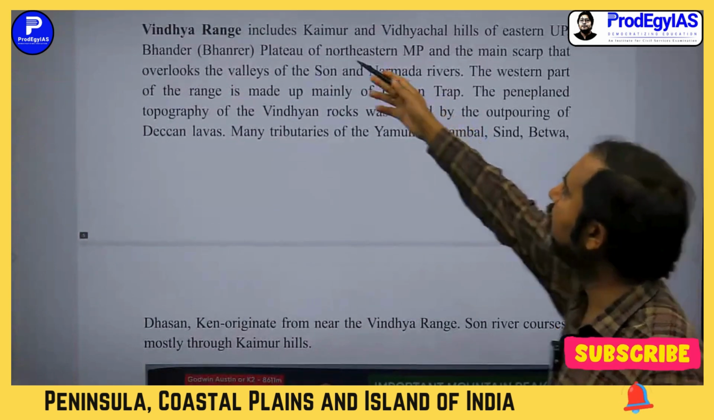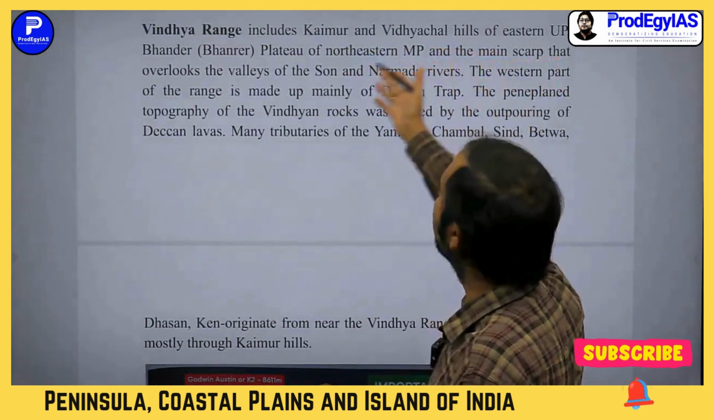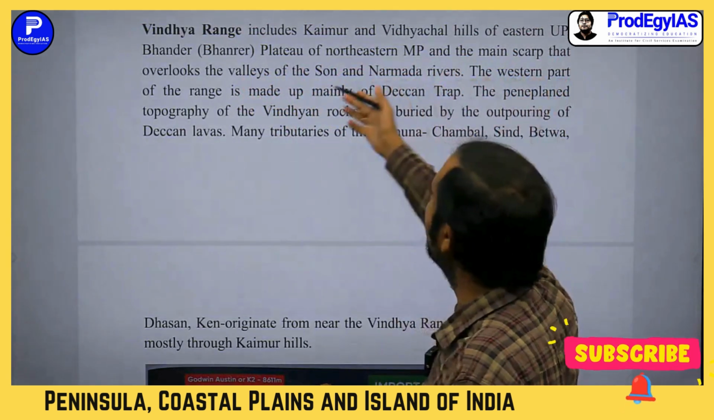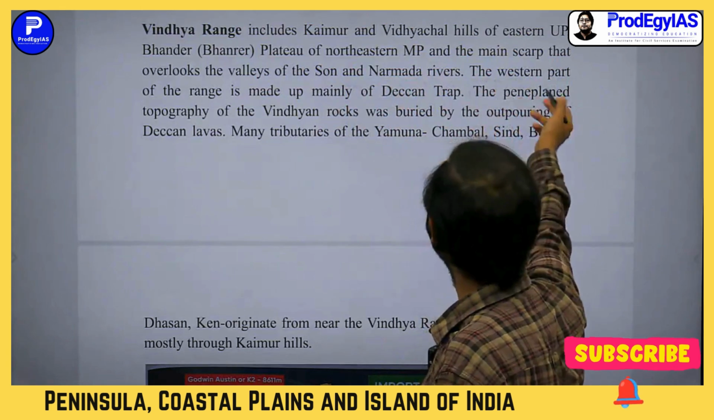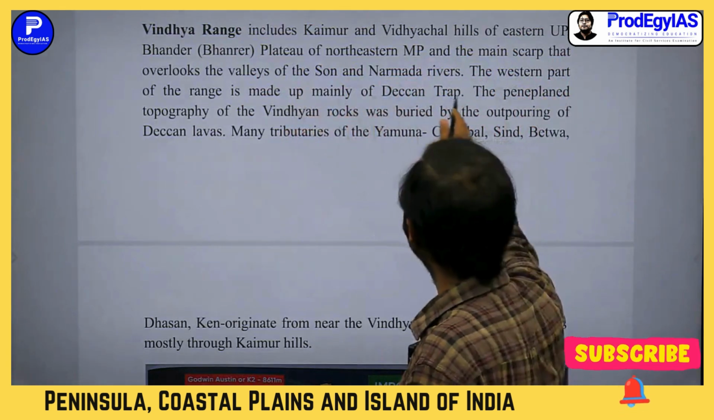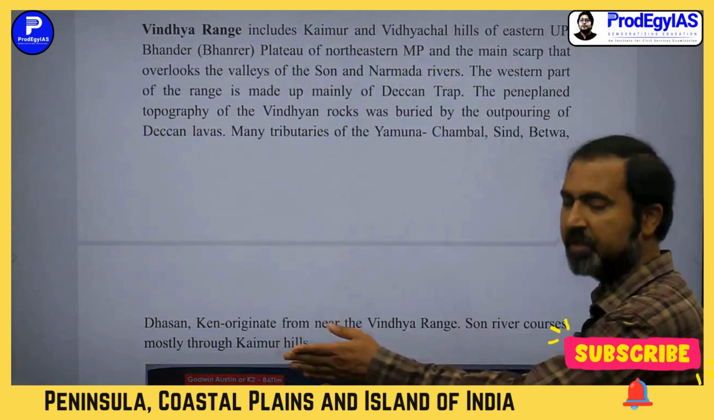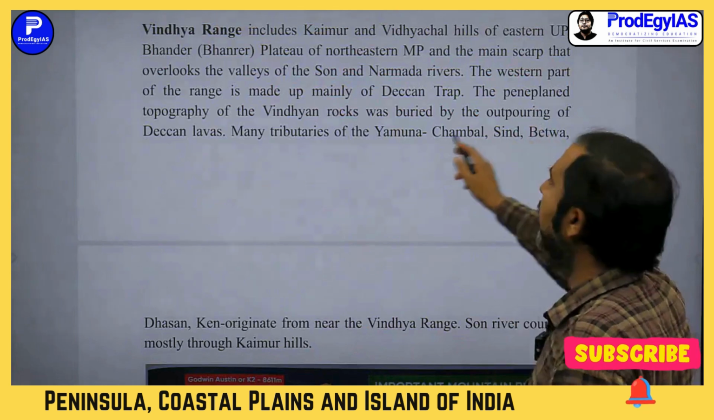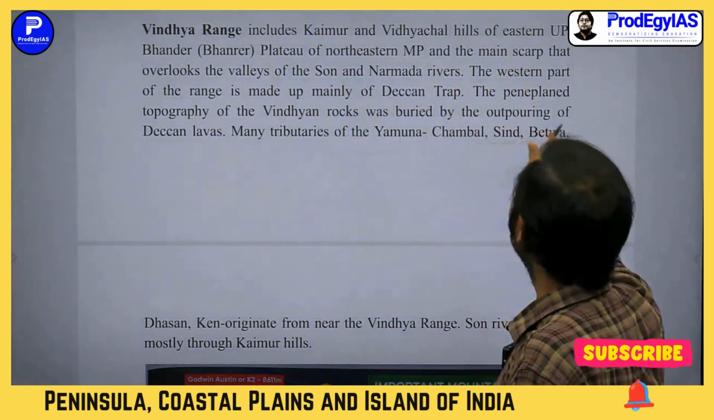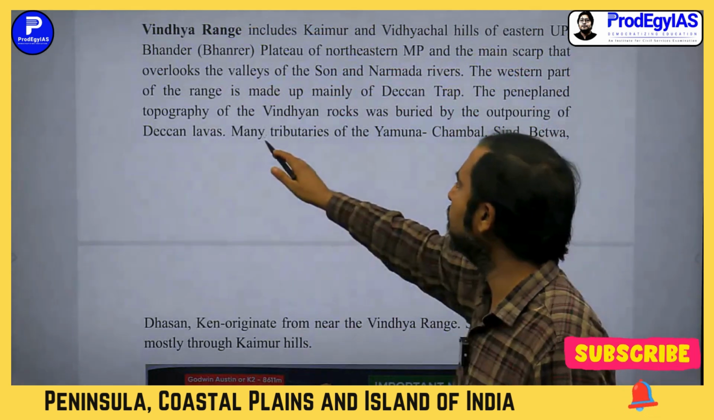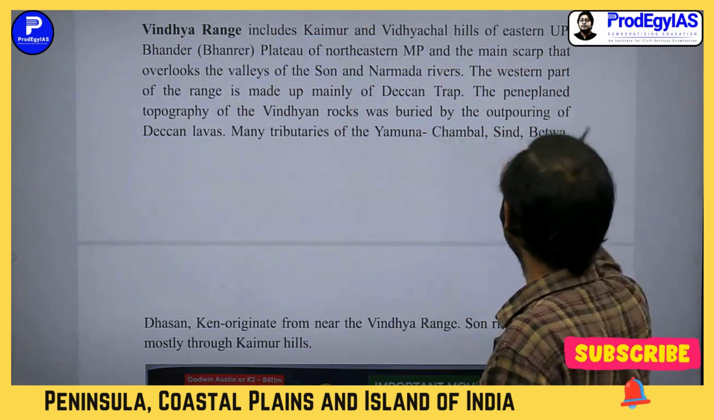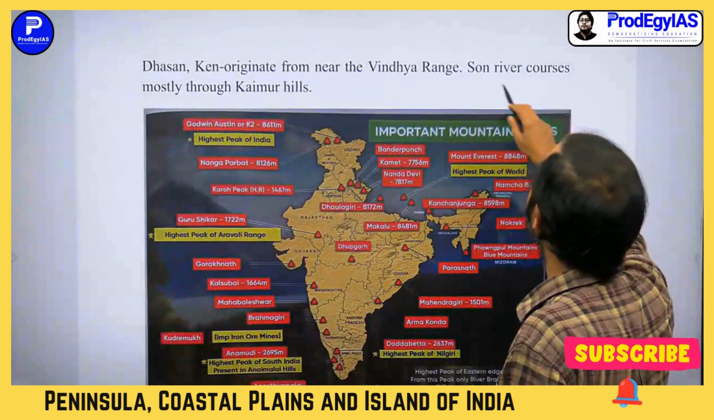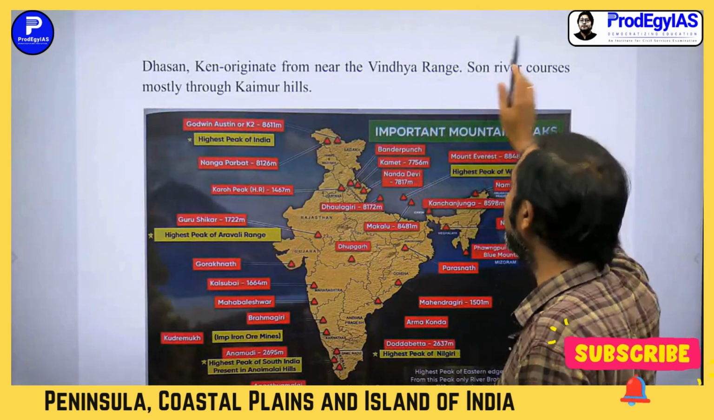So the Vindhya range includes Kaimur and Vindhyachal hills, right? Bhander or Bhanrer Plateau of northeastern MP, the main scarp that overlooks the valleys of Son and Narmada rivers. The western part of the Vindhya range is covered by Deccan Trap. The plain topography of the Vindhyan rocks is buried by the outpouring of Deccan lavas. Many tributaries of Yamuna like Chambal, Sindh, Betwa, Dhasan, Ken originate near the Vindhya range. Son River courses mostly through Kaimur hills.